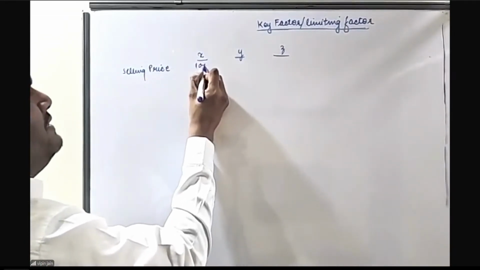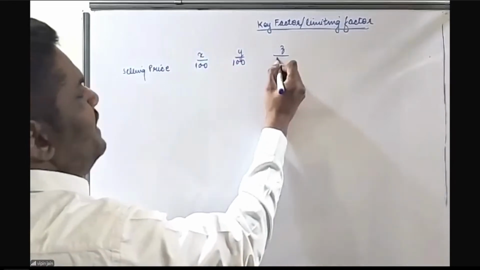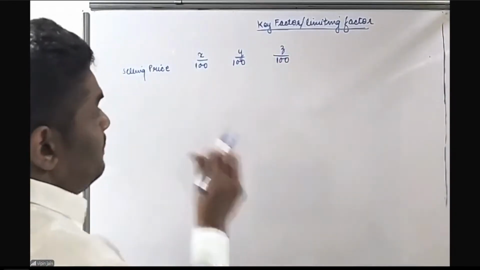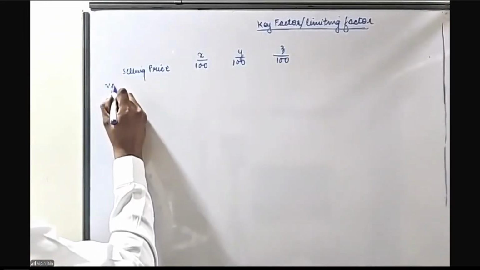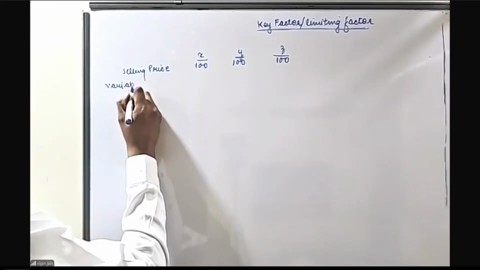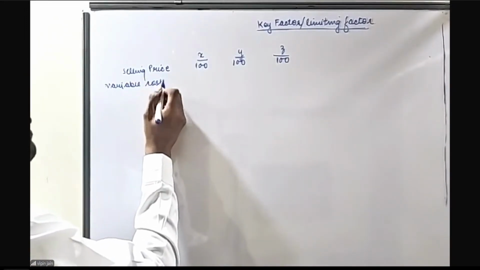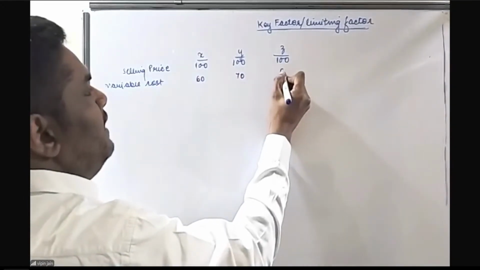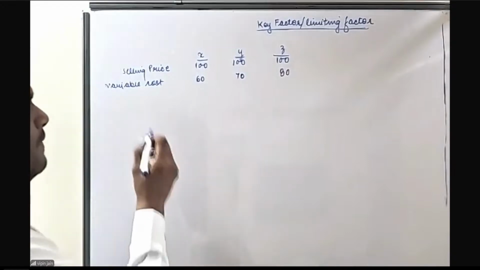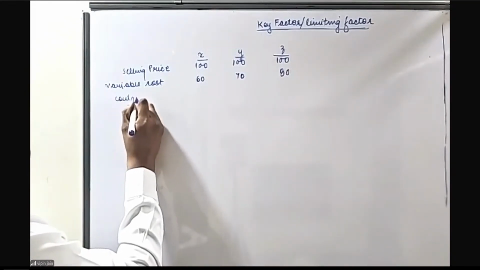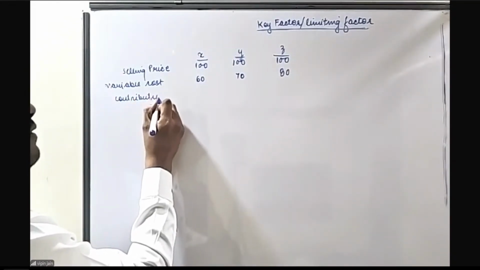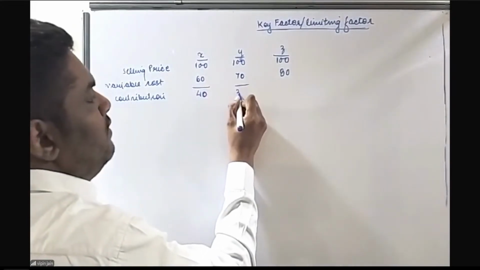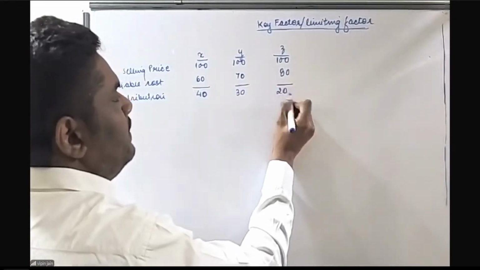Let's say the selling price of X, Y, and Z is the same, that is 100 rupees each. When talking about the variable cost, let's say the variable cost is 60, 70, and 80. Therefore, my contribution will be 40, 30, and 20.